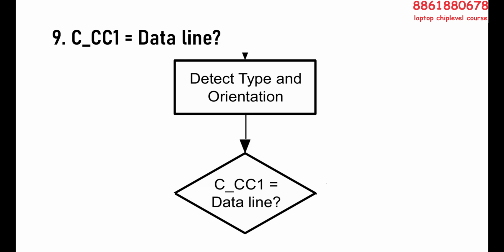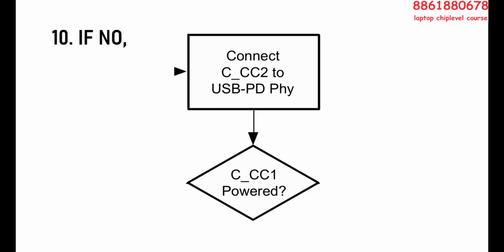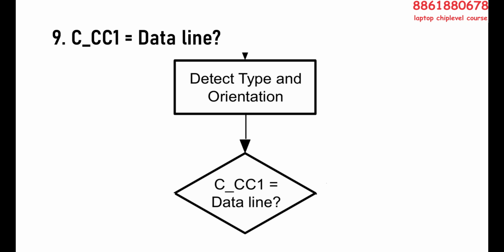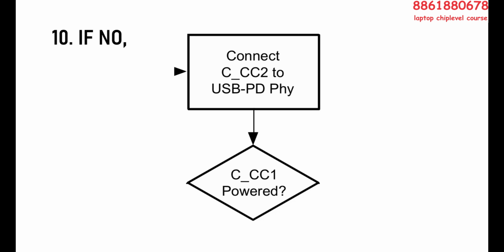Okay. Now again we'll come to the first one. It's already normal orientation as connected. Now again we will detect, in case it is connected to the reverse, what will happen? So that we will check. See, in case the data line CC1 doesn't have data, then what will happen? It will connect CC2 to the data line, USB PD PHY.